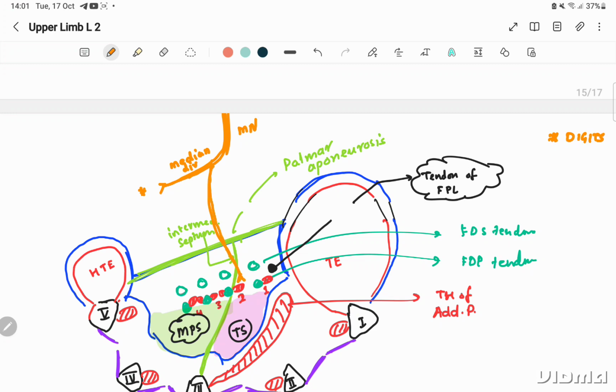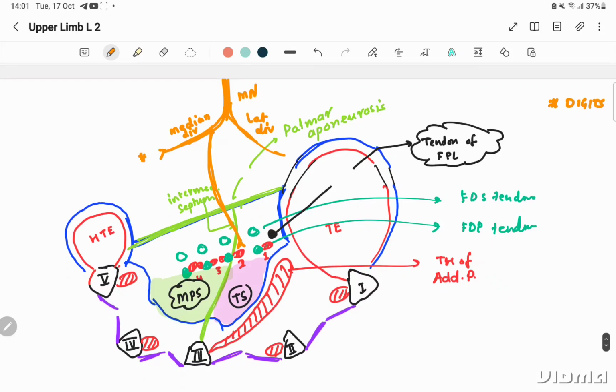Then it would give a lateral division. The lateral division would supply all the muscles of the thenar eminence: the flexor pollicis brevis, the abductor pollicis brevis, and the opponens pollicis. These are the three muscles of the thenar eminence. The lateral division also supplies the L1 lumbrical, and another branch of the lateral division will supply the digits.